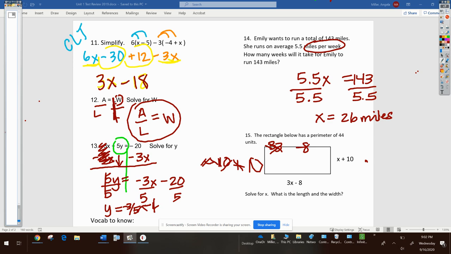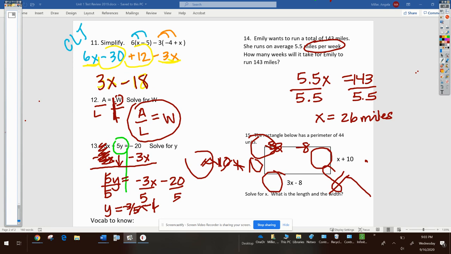So now we need to add all of our letters together. So this was my 3x. Oh my word, this is a 3x. This is an x, and this is an x. So listen to my words. If I have 3x plus 3x, that is 6x. And x plus x is 2x. So 6x and 2x is going to give me 8x.